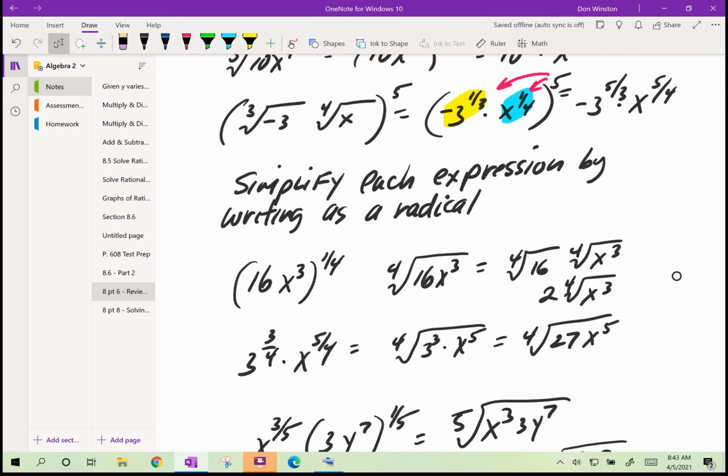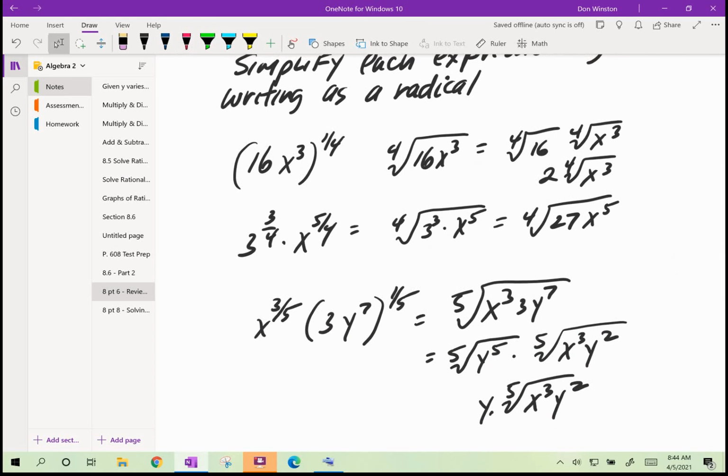Simplify each expression by writing as a radical. Okay. So again, I have 16 times x to the third, all raised to the 1/4. So that's going to be the fourth root of 16 times x to the third. And then the largest perfect fourth root factor of 16 is 16. So I'll have the fourth root of 16, and then times the fourth root of x to the third. Any multiple of 4 cannot go into 3, so we can't simplify x to the third. So the fourth root of 16 is 2, and then 2 times the fourth root of x to the third.